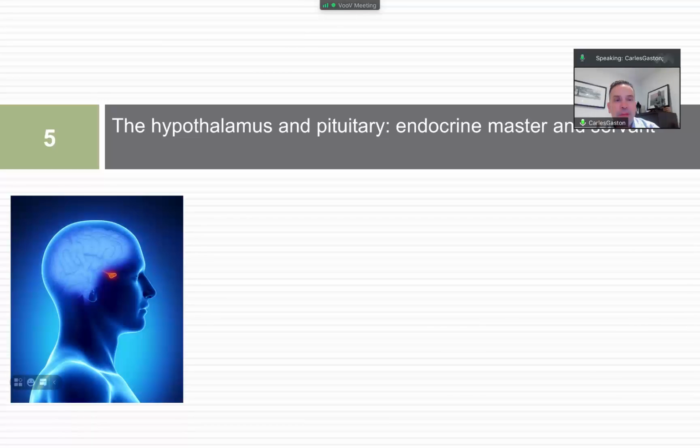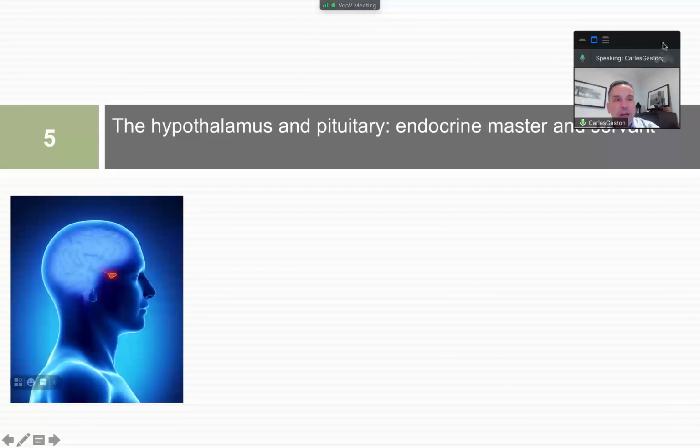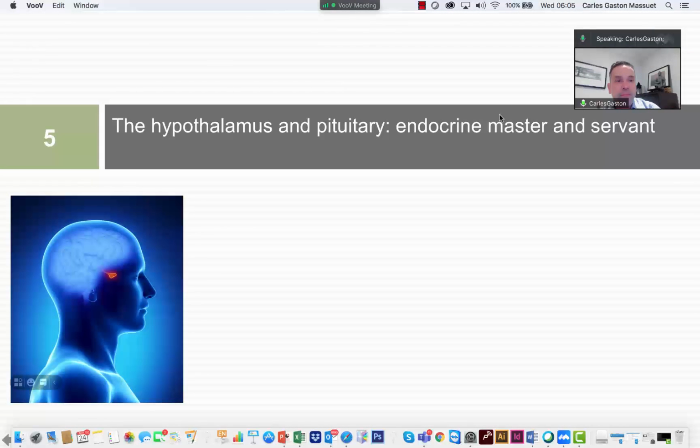So, the hypothalamus is considered an endocrine master and servant. Why do we consider it an endocrine master and servant? Because the hypothalamus receives in the brain inputs from the outside and internal organs and homeostatic inputs, and tells the pituitary to secrete certain hormones. So the pituitary, which is here in red, is under control of the brain.